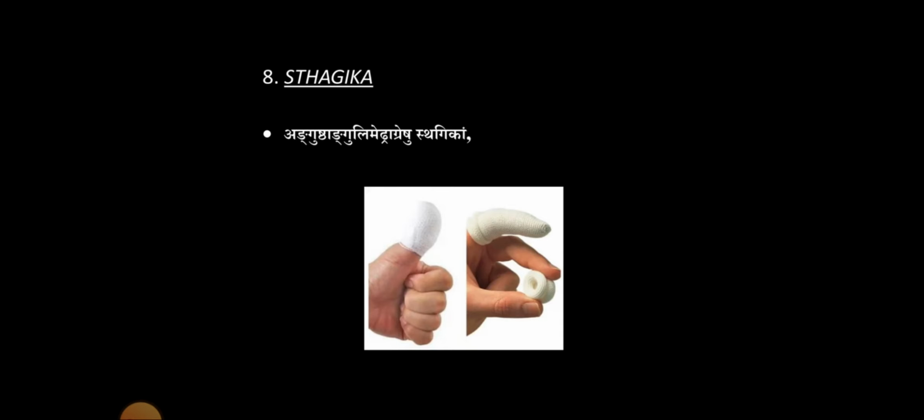Here it is told like Agra. At the tip region of Angushta, Anguli and Medra, we will go for Tagiga Bandha. It can be taken as a supporting, meaning the place of the bone. Bandaging is done including the skin. In such cases, on the tip of toes, fingers, penis, etc., this Tagiga Bandha is advised.